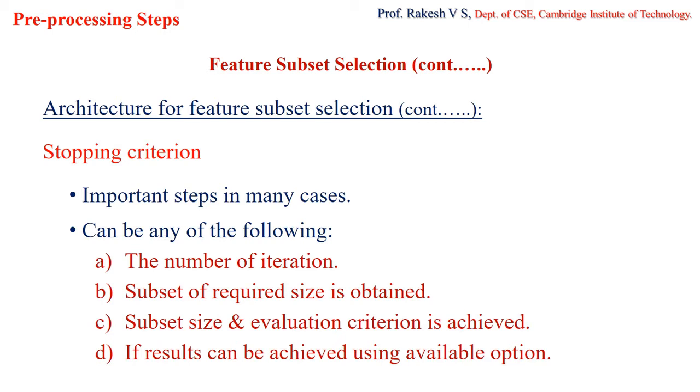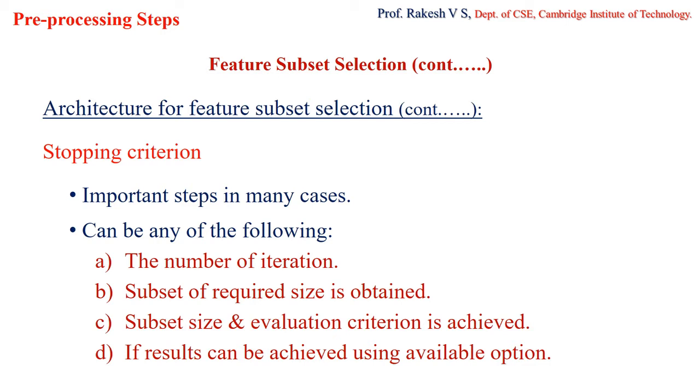Since there might be a chance of having 2 power n subsets that are possible with respect to a data set having n features, we need to have a stopping criteria. And the stopping criteria that we use might be any one of the following. That is, we can have a fixed number of iterations for which we need to apply the search strategy. That can be the stopping criteria.